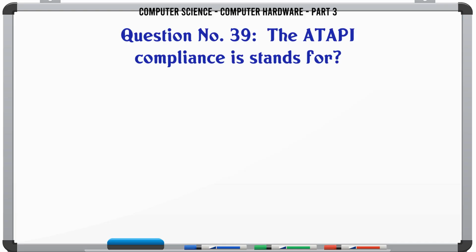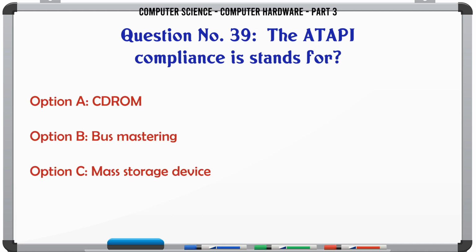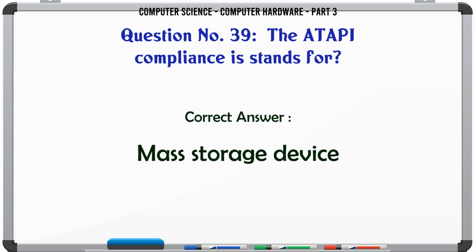The ATAPI compliance stands for A. DRAM. B. Bus mastering. C. Mass storage device. D. All of the above. The correct answer is mass storage device.